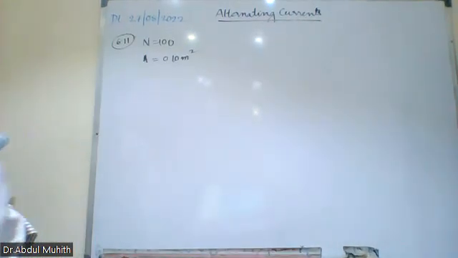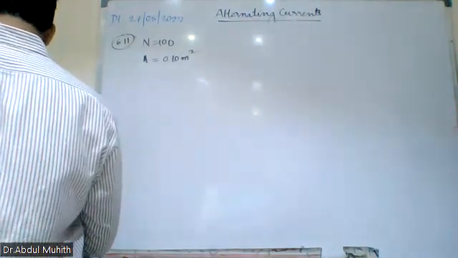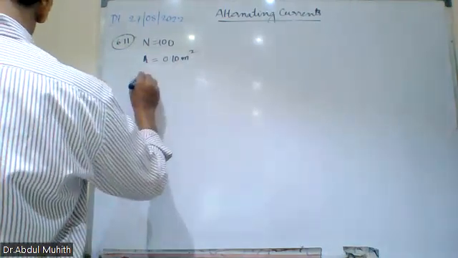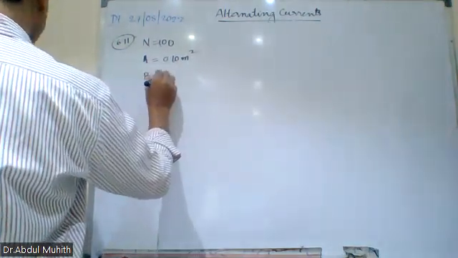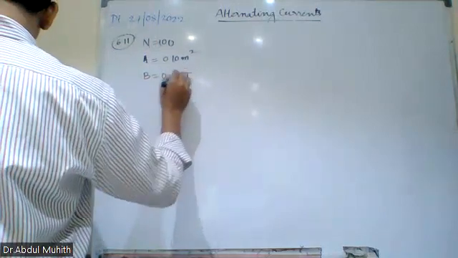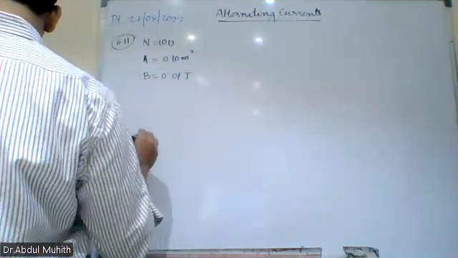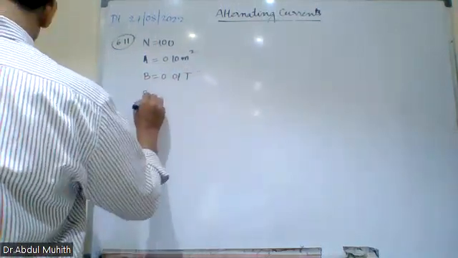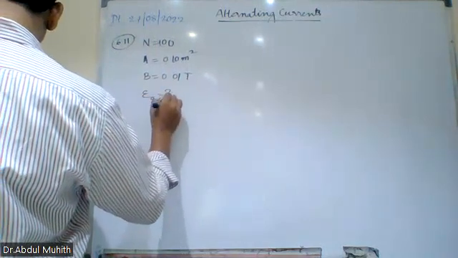It's placed in a uniform magnetic field. So what is the magnetic field? B is equal to 0.01 Tesla, perpendicular to the axis of rotation. What is the maximum voltage? E is equal to how much? E0 is equal to how much?